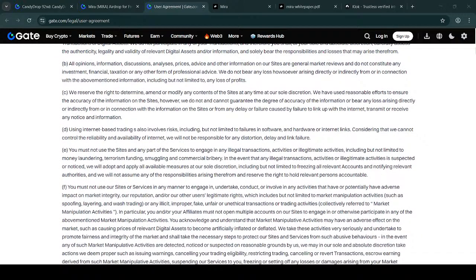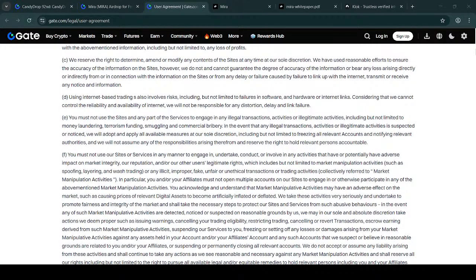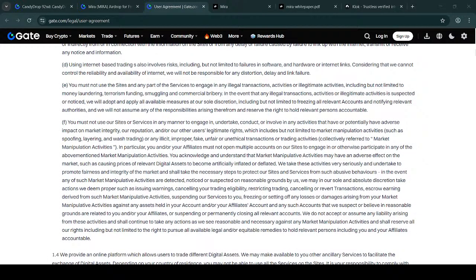So you must not use the site or any part of the service to engage in any illegal transaction activities or other illegitimate activities, including but not limited to money laundering, terrorist funding, smuggling and commercial bribery. In the event of any illegal transaction activities or illegitimate activities being suspected or noticed, we will adopt and apply available measures at our sole discretion, including but not limited to freezing all relevant accounts and notifying relevant authorities, and we will not assume any responsibility arising therefrom. We reserve the right to hold the relevant person accountable.